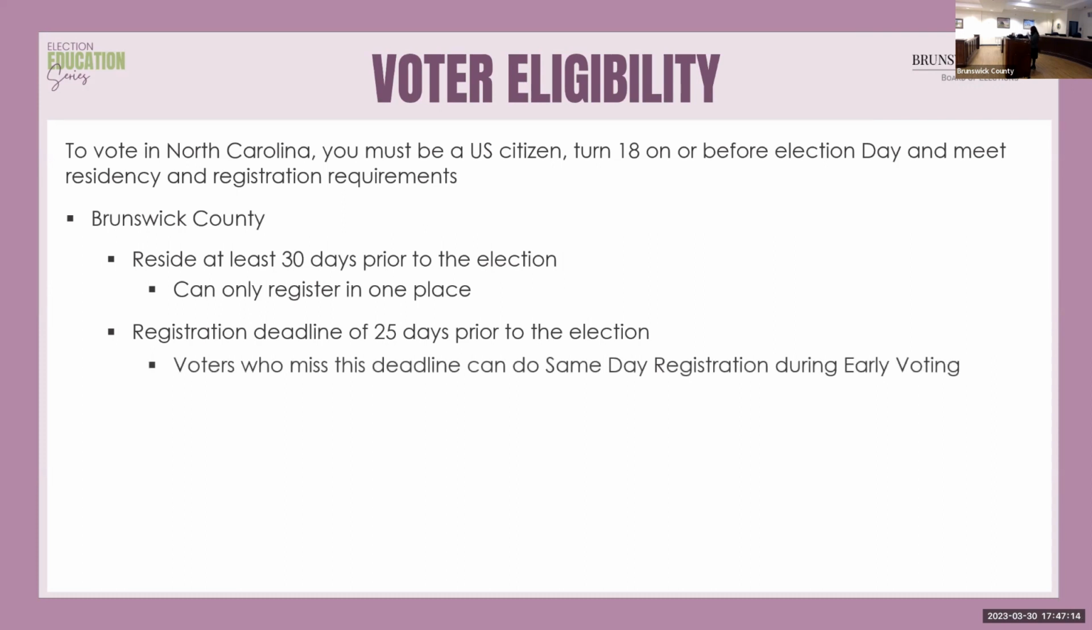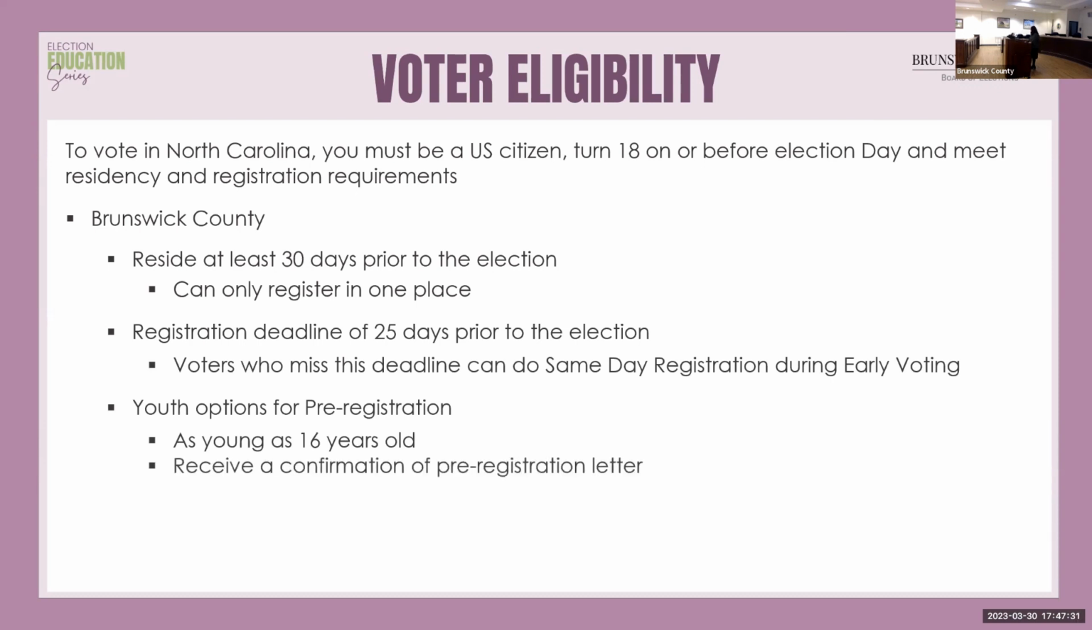North Carolina offers our youth the opportunity to pre-register as early as 16 years old. And this is done through the North Carolina Department of Motor Vehicles when students receive their driver's license, though a teen doesn't have to obtain a license to pre-register. Teens who pre-register will receive a confirmation letter of their pre-registration, which is then followed up by a voter registration card once they become eligible to vote.